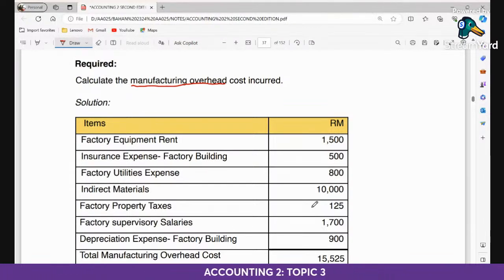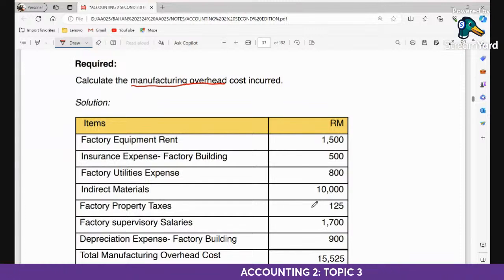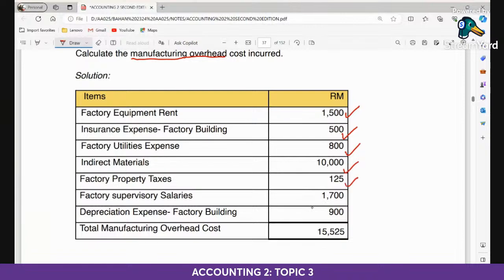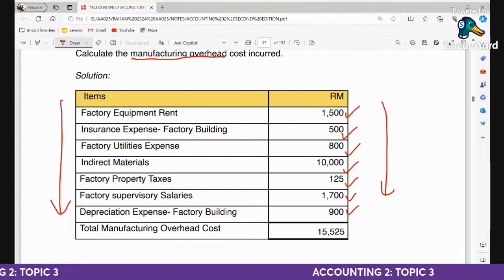Sebab in AA025, you are actually a decision maker. So anything that you calculate for the upper level is actually considered as a report. So report kena lengkap. So macam ni saya kena senaraikan satu-satu. So saya ada 7 item tadi. 1, 2, 3, 4, 5, 6, 7. I list down everything and I write all the items in full. There is no short forms to be used in your answers.